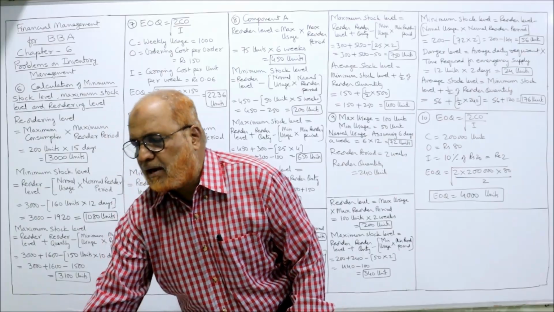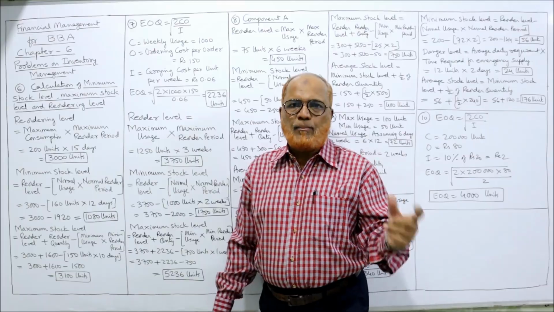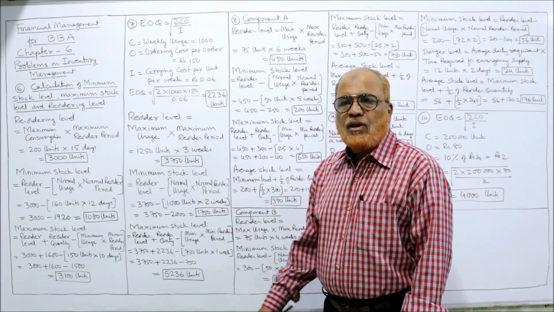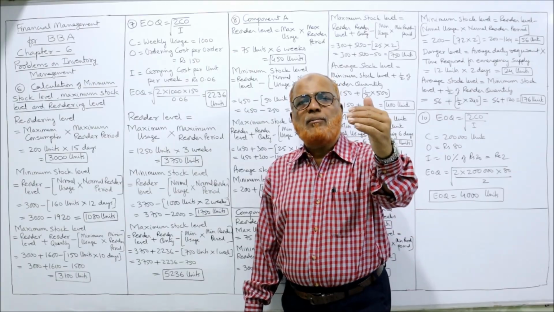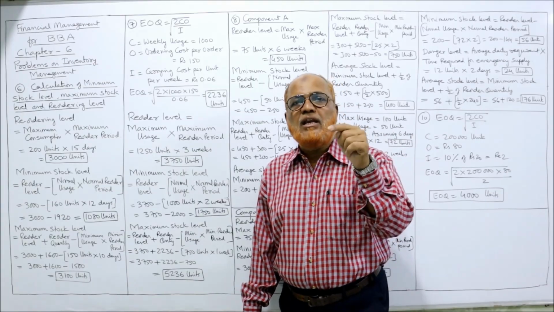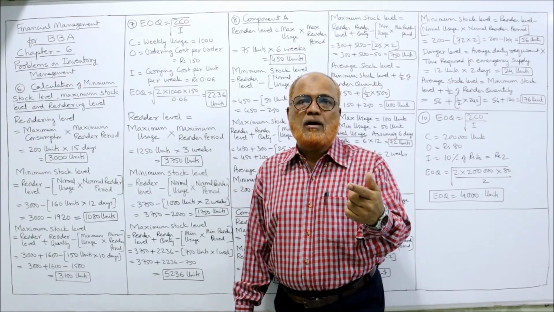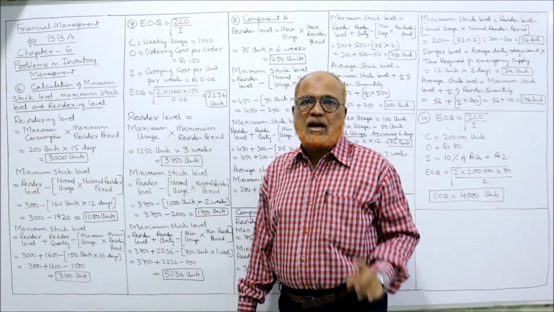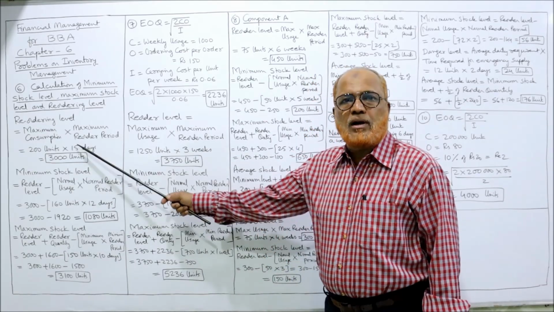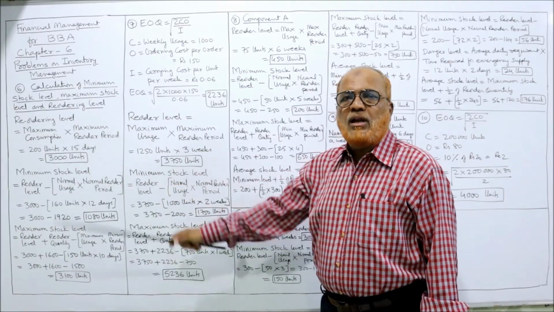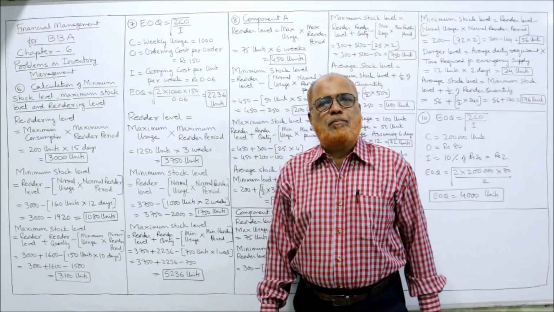From this we can calculate the required reorder level, minimum level, and maximum level. How? First of all, we need the reorder level, because the reorder level is required for calculating the maximum and minimum levels. So always calculate the reorder level first. The formula is maximum consumption into maximum reorder period.